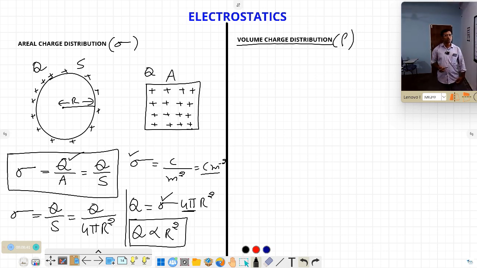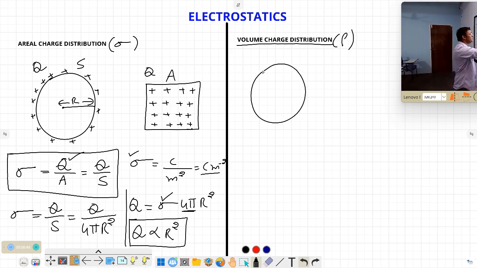That type of distribution of charge is called volume charge distribution. Here I can take the example of a solid sphere. Whenever you take a solid sphere of a certain radius r and give a charge to it, the charges will be distributed throughout the body, because the atoms are present inside also and on the surface also. That's why we write the charge distribution throughout the body.